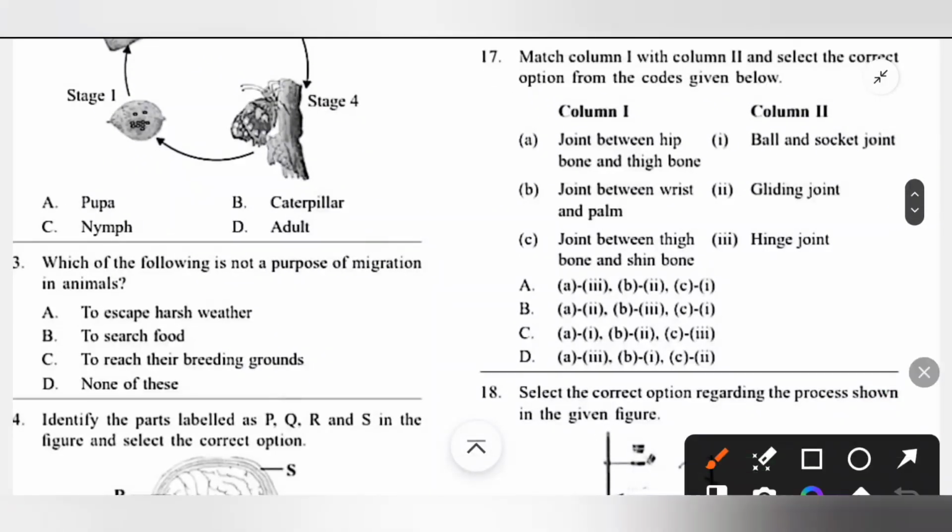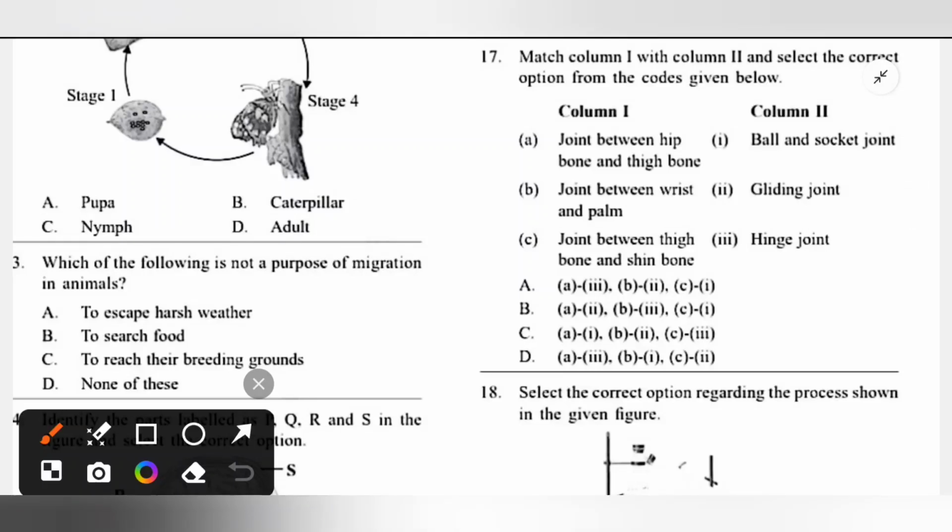17th, match column 1 with column 2 and select the correct option from the codes given below. So A, joint between hip and thigh bone. So it is a ball and socket joint. Okay, so A1. B, joint between wrist and palm, that is gliding joint. So B2. C, joint between thigh bone and shin bone, that is hinge joint. Okay, so A1, B2, C3.